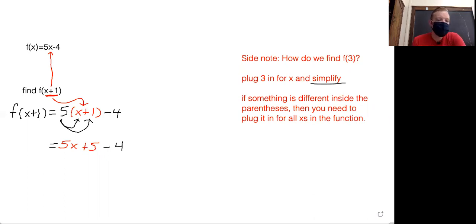So then we need to simplify by combining our like terms here. We've got plus 5 and minus 4. And so when we subtract those, we should get a 1. But the 5x out front will stay the same.